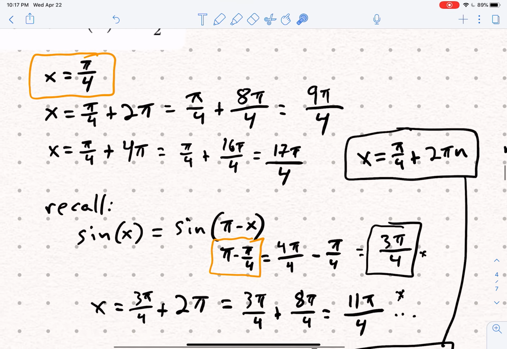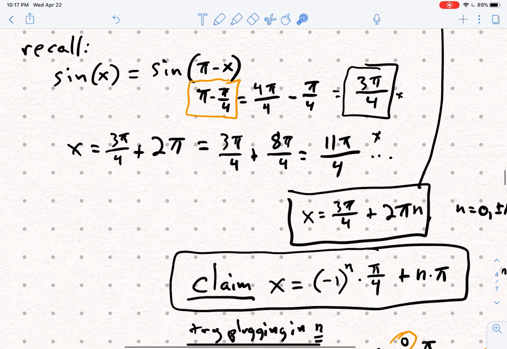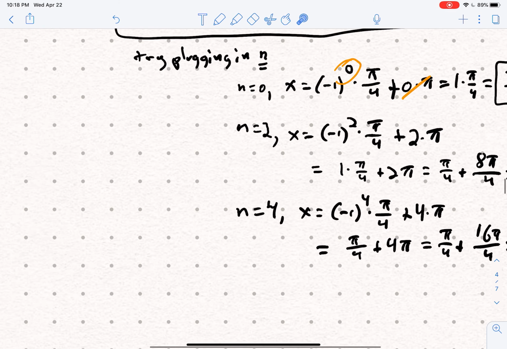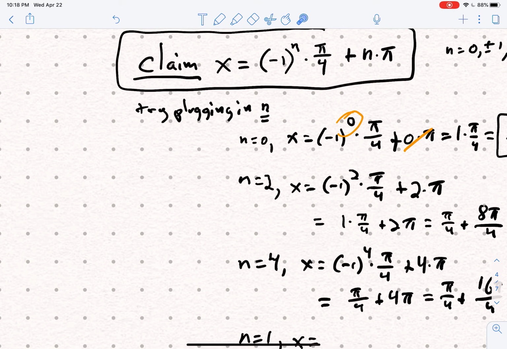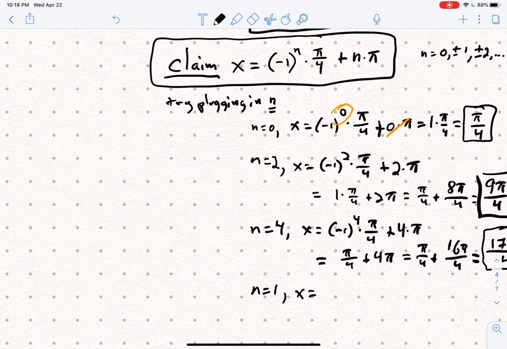Now, what I'm hoping is that when we do the odd numbers, we're going to get the ones that are listed down here. Let's give it a try. So let's try plugging in now n equal 1. So then x is equal to, well, our formula, just to remind you, our formula is here. Let's make that a little smaller so we can read it.